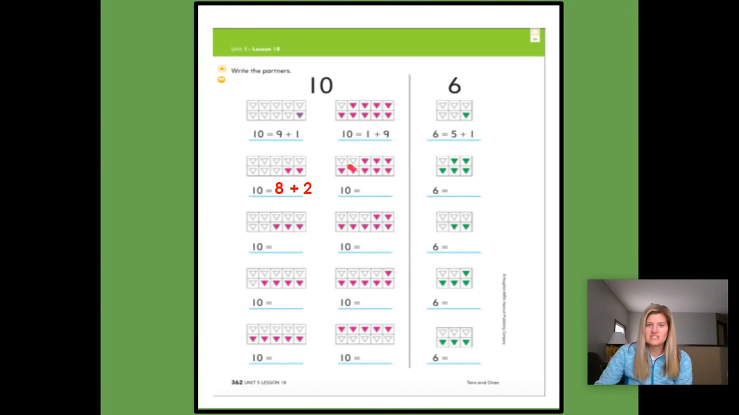Now, boys and girls, I'm going to have you do this one on your own, but I think you already know what the pattern is, because if you look, how many white are there? 2. So how many colored are there? They just switch partners. It would be 2 plus 8.